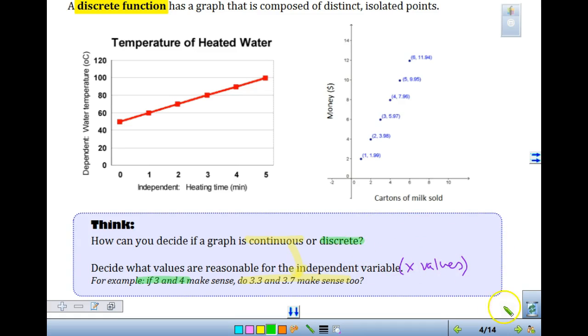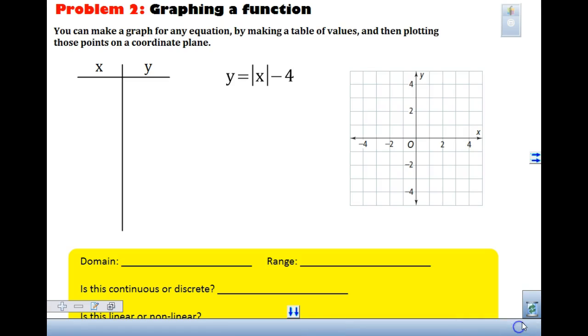That's what you're going to try and decide. So your homework, you're going to be asked continuous or discrete. You're going to be asked if it's linear or nonlinear, okay? You're going to be looking at graphing a function. Now, this is an absolute value function, right?